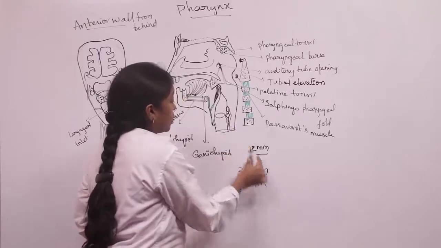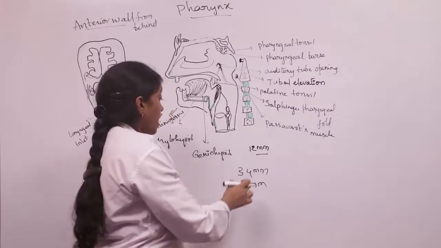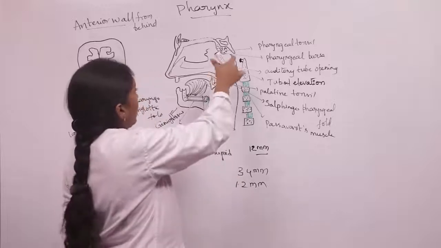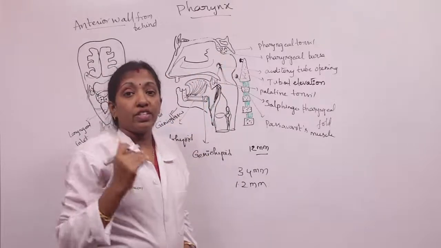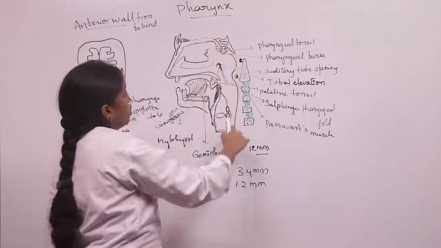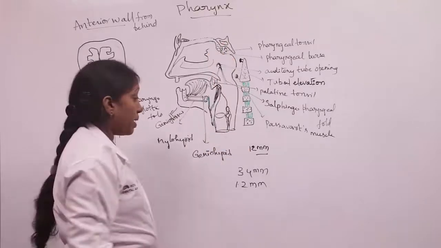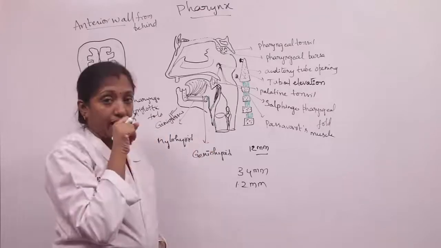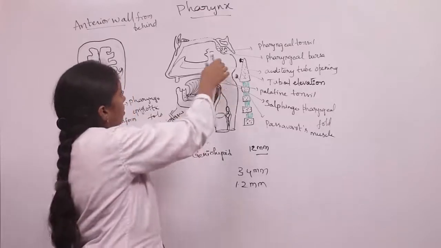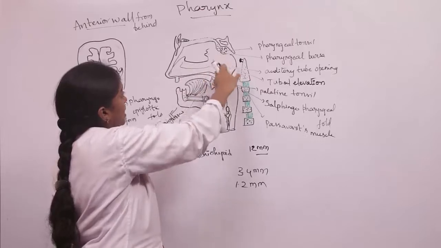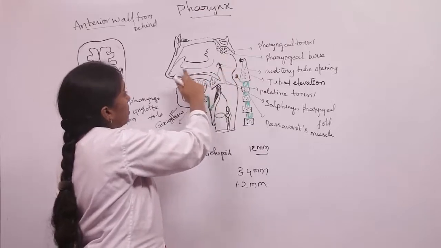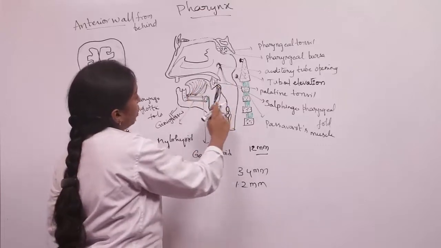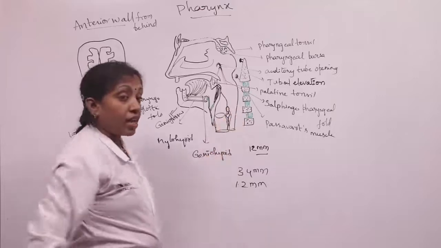At the pharyngoesophageal junction, the width of the pharynx decreases, and the maximum width of the pharynx we can see at the nasopharynx. The pharynx is a musculo-membranous tube which extends from the base of the skull to the lower border of the 6th cervical vertebra, where it is continuous as the esophagus. The pharynx is divided into 3 parts by its position: nasopharynx, present behind the nasal cavity; oropharynx, present behind the oral cavity; and laryngopharynx, present behind the larynx.